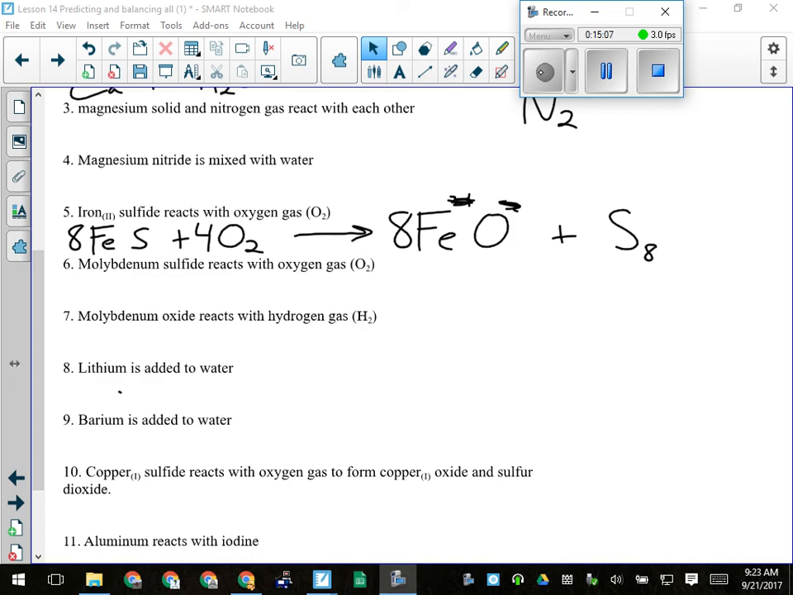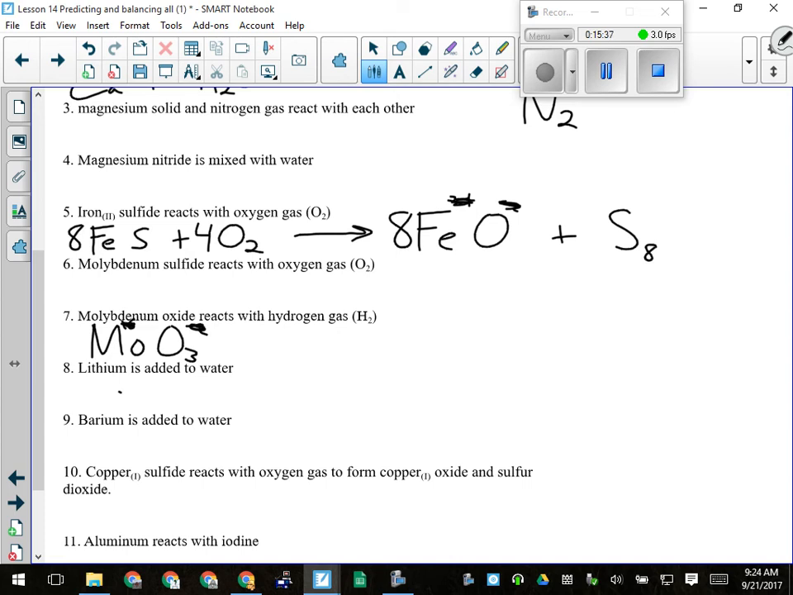All right, so let's have a look at number 6 here, guys. We've got molybdenum, and molybdenum's got a charge of, well, it says it's 6 there, right? So molybdenum oxide. This is a -2, this is a +6. When I drop and swap, I'm going to get 2 and 6. Can I reduce that? Yes, to 1 and 3.